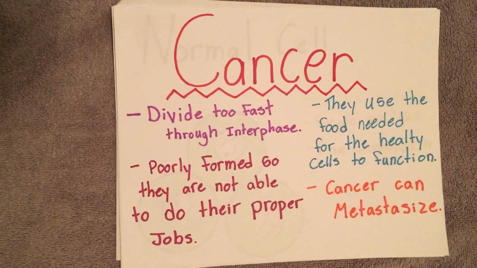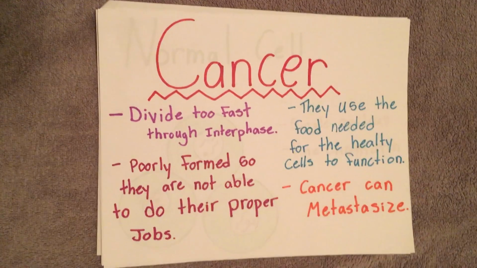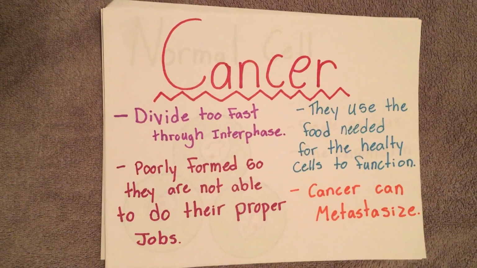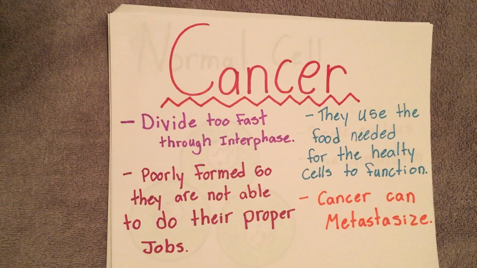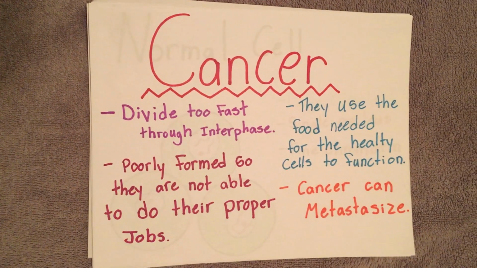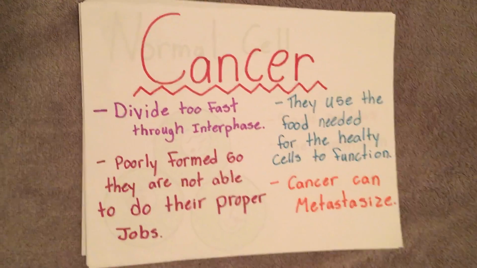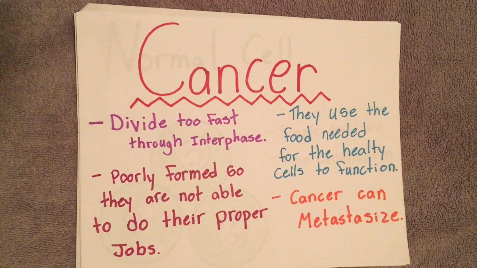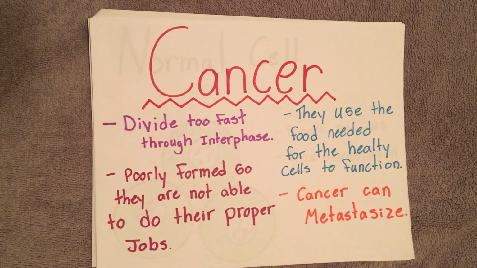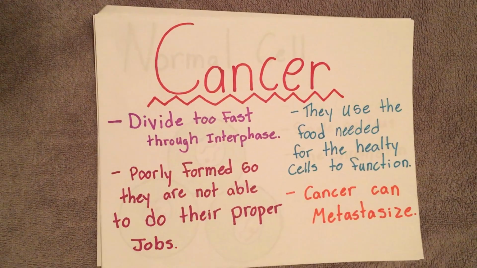These cells move very quickly through interphase, therefore they do not properly form and will be unable to do their jobs. The cancer cells start to use up the space and food of the healthy cells. So these cells cannot help the rest of the body properly function. These cells can also break away from their original places and move to other parts of the body. This is called metastasizing.